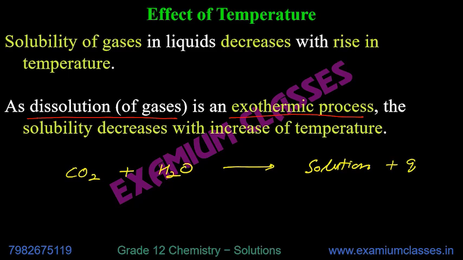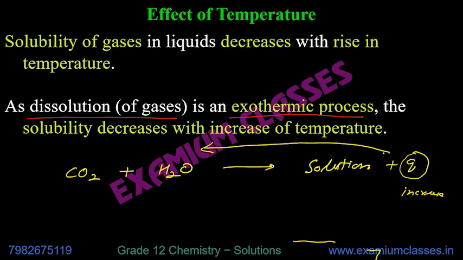So if we increase the heat, as per Le Chatelier's principle, it will go in the backward direction to reduce the heat. If it goes in the backward direction, it means carbon dioxide and water will get separated. Carbon dioxide will get out of the water, means solubility will decrease. So the reason solubility of gas in liquid decreases on increasing the temperature is that the dissolution is an exothermic process. Hence, on increasing the temperature, the reaction goes in the backward direction and the solubility decreases.